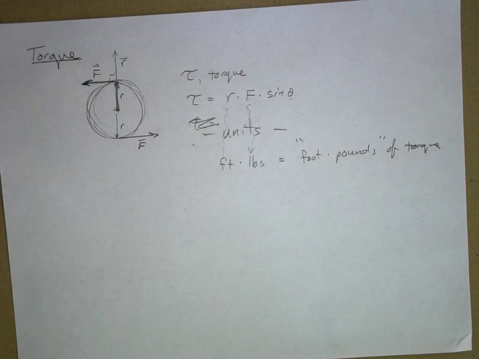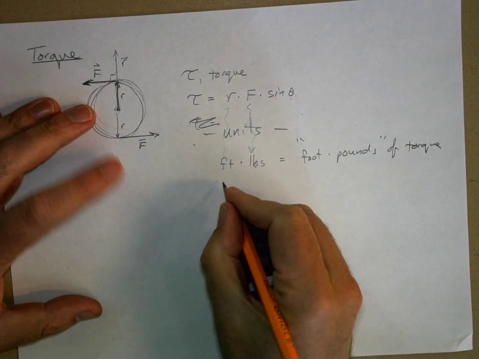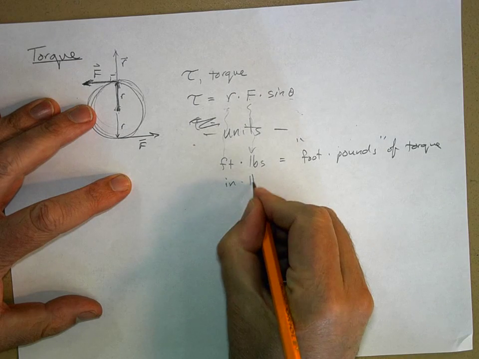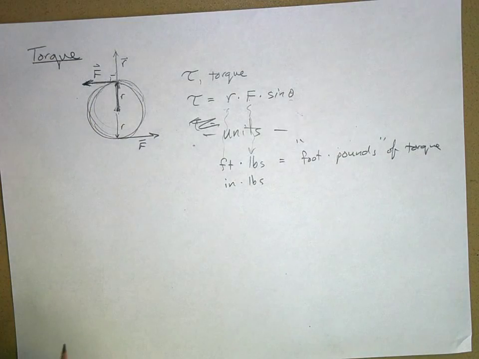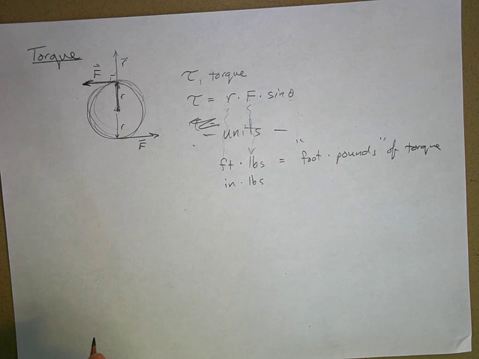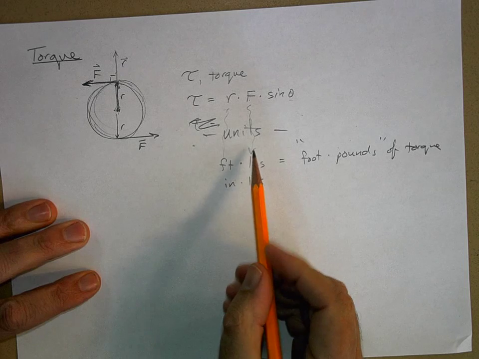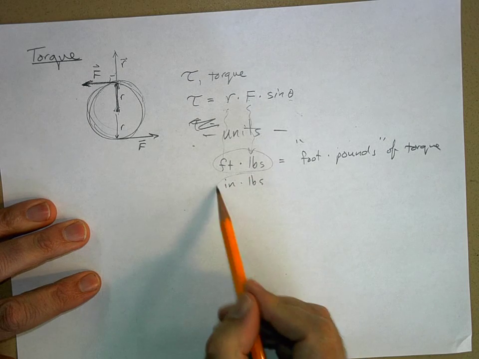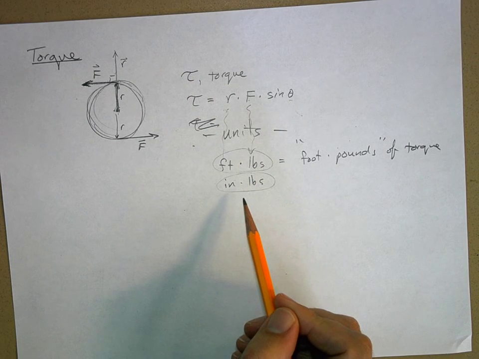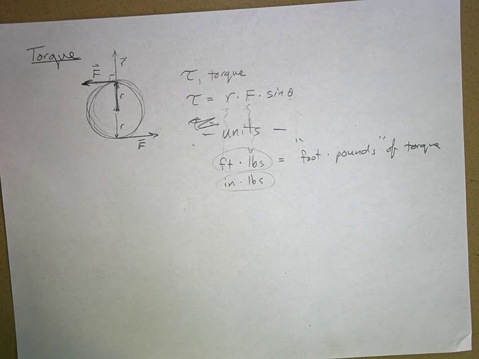Sometimes if the radius is really small, it'll be measured in inch-pounds. You'll see torque explained in inch-pounds. And I think it's really easy to see the unit conversion from foot-pounds into inch-pounds. There's 12 inches in a foot, so 1 foot-pound is equal to 12 inch-pounds of torque.